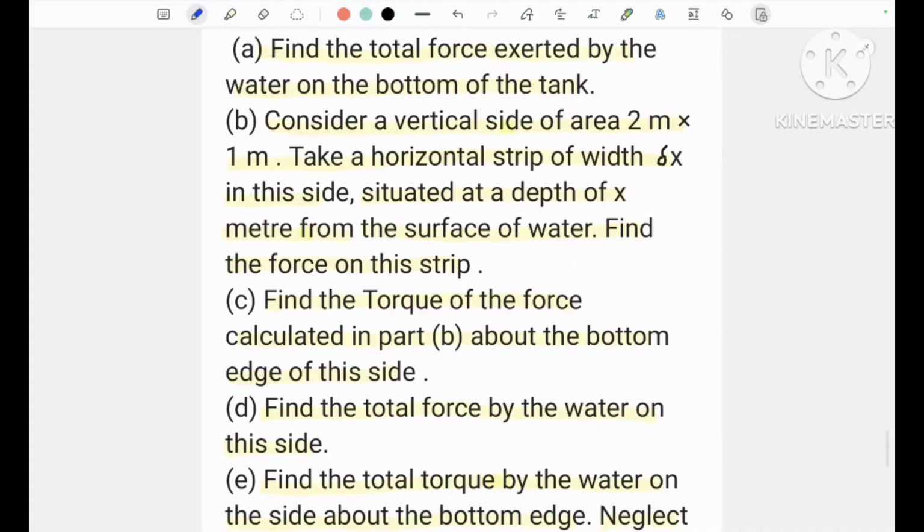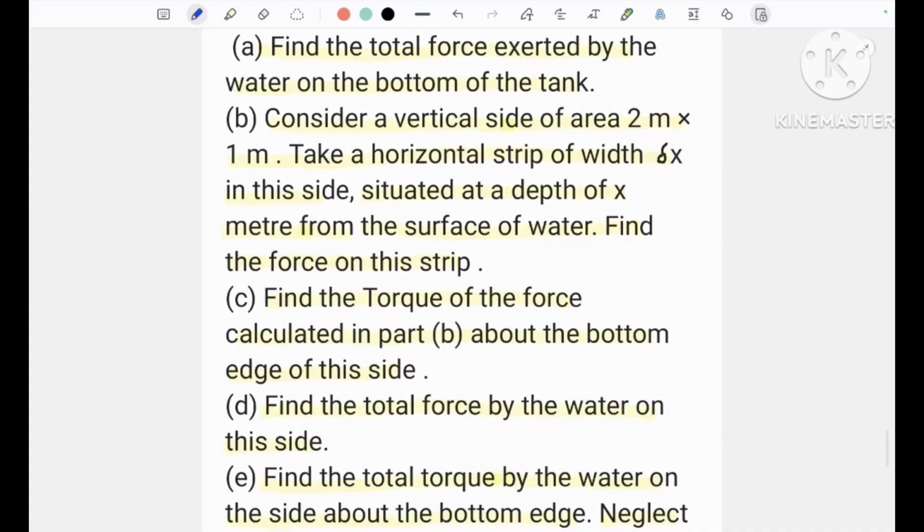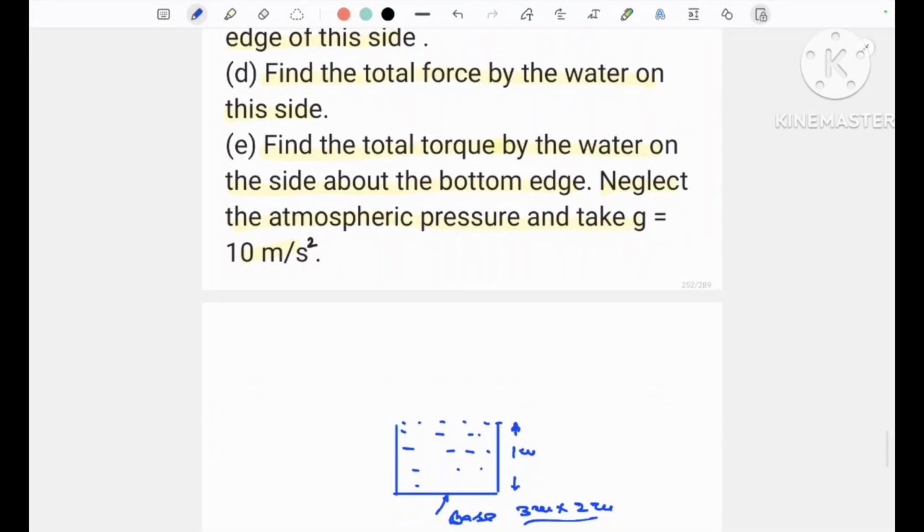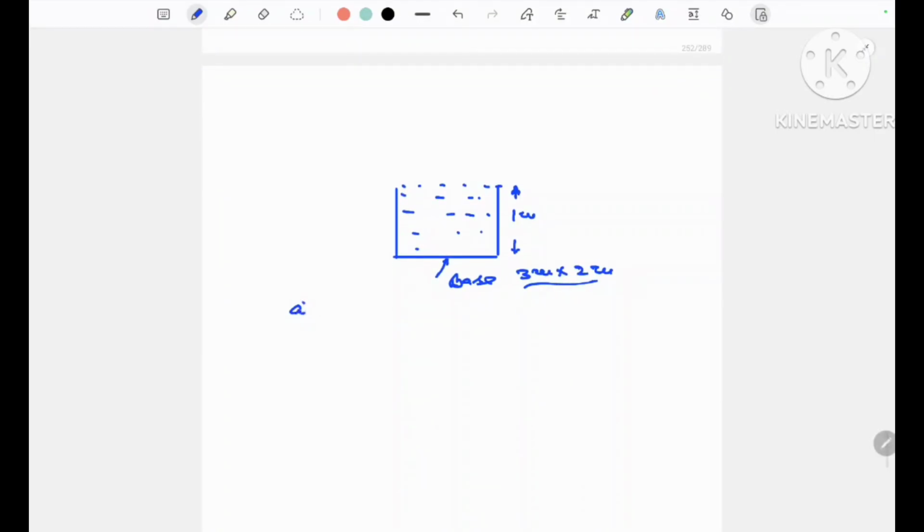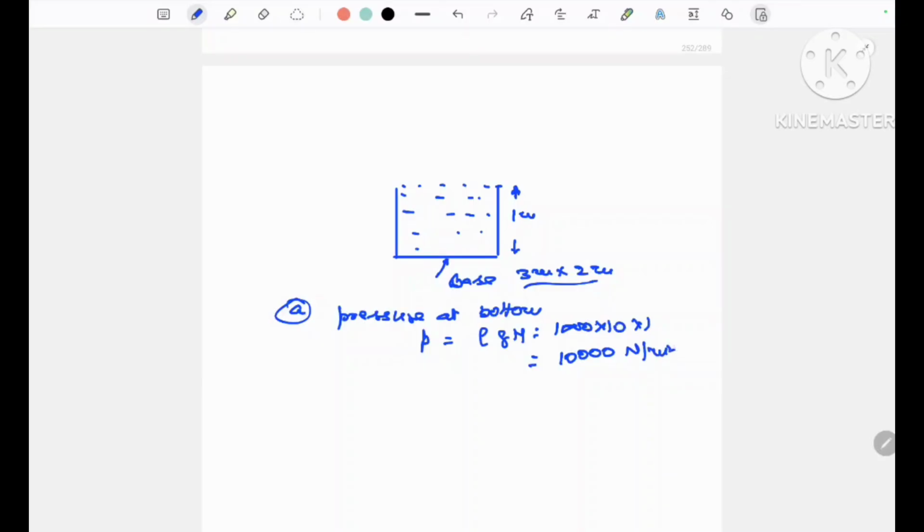Part A. Find the total force exerted by water on the bottom of tank. Pressure at bottom P is rho g h, 1000 into 10 into h is 1, 10,000 Newton per meter square.